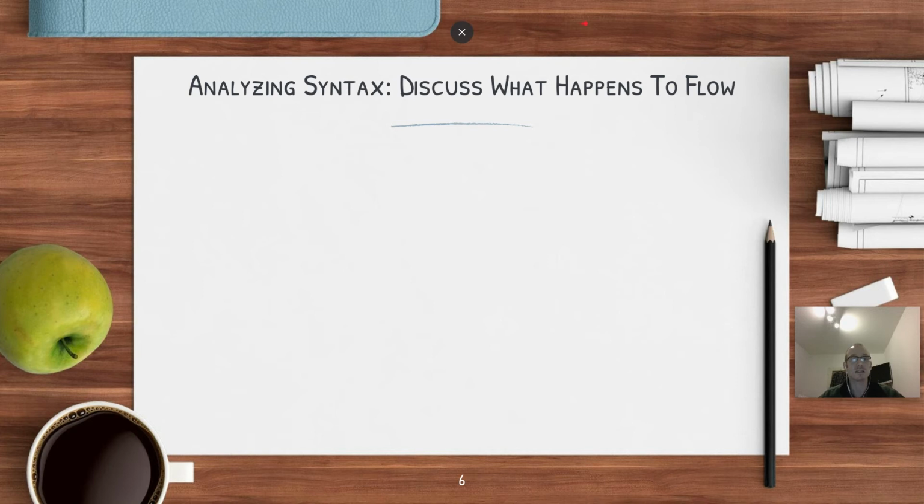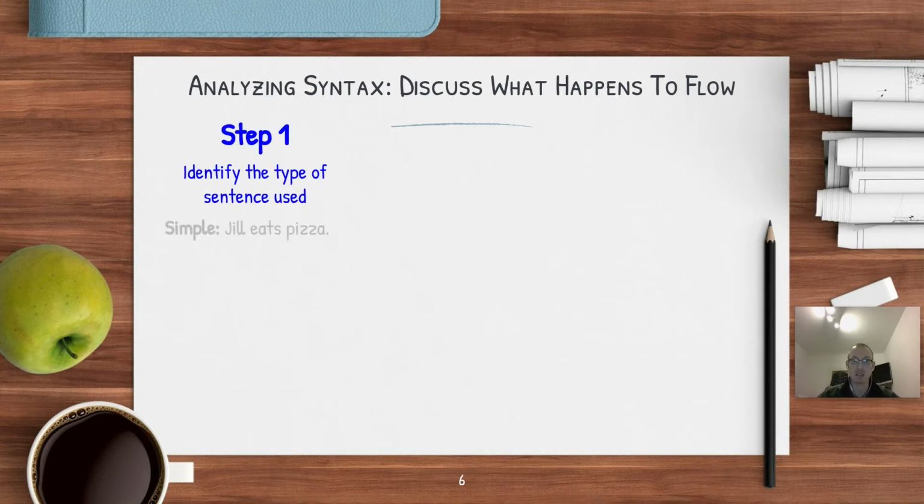When you're analyzing syntax, you want to discuss what happens to the flow of the sentence. So step 1 would be to identify the type of sentence that's being used. There are 4 types. I'm going to go over those with you, right? The first type is a simple sentence. Jill eats pizza. Subject, verb, object. Compound sentences, right? Jill eats pizza, comma, and Max eats cereal. You're taking 2 sentences and putting them together, or compounding them, adding them together.